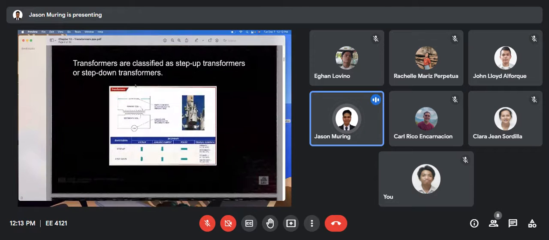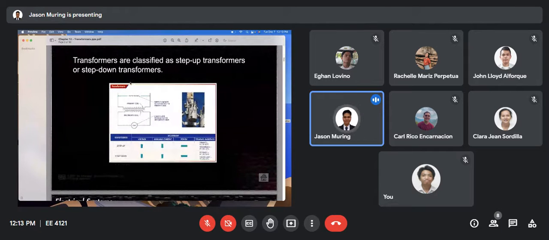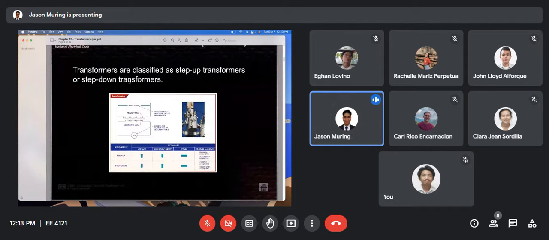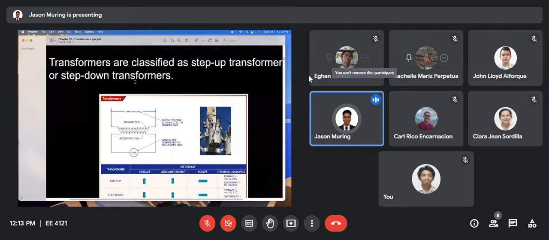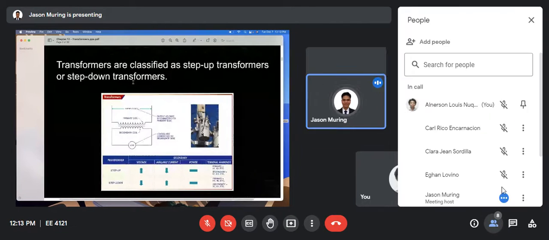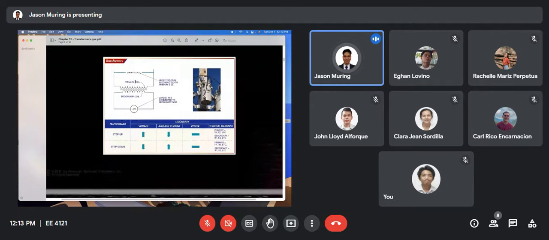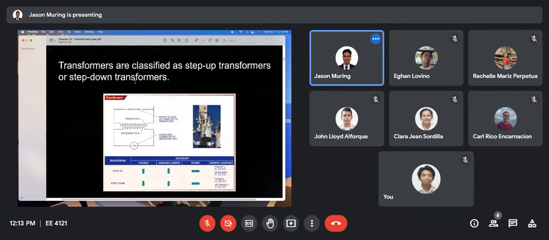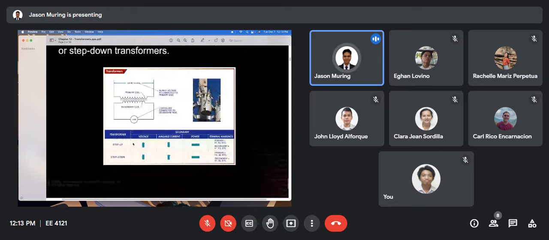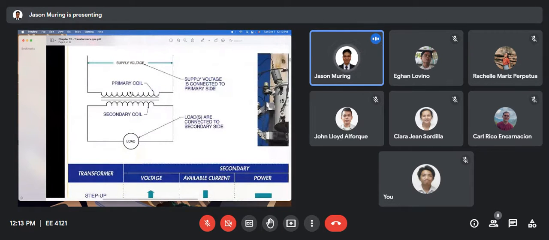So our next topic now, this is actually our last topic also, about transformers. Okay, so we're just going to identify the different types of transformers and how they are used in the power system. We are already familiar with transformers, which are either step up or step down, with two coils, the primary and secondary coils.